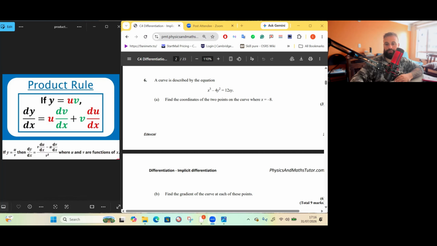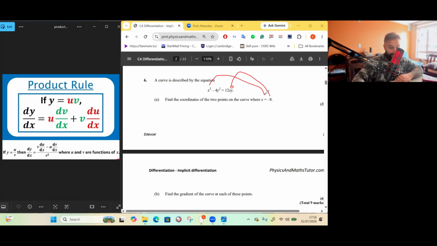Find the coordinates of the 2 points where x is equal to -8. So they want you to find out the y coordinate. So to do that, you go back to this thing, and then you're putting x is equal to -8 into that and that. So we get something that looks like this.